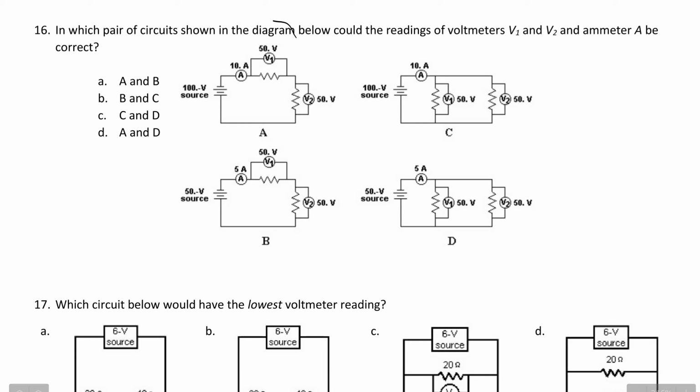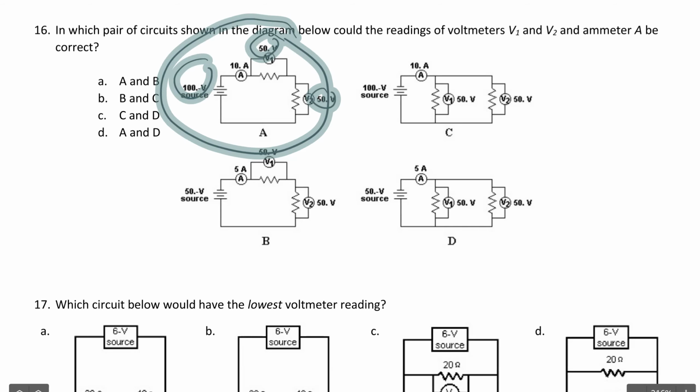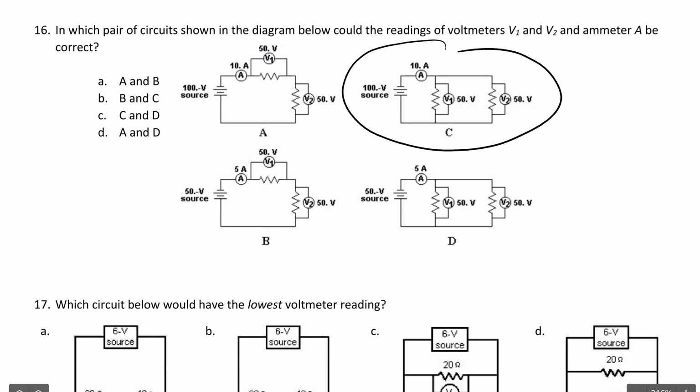So here I see a series circuit, okay? 50 plus 50, that's 100. So that's looking good to me so far. Let's see the other ones. Here, the total voltage is 100. Well, these are connected in parallel, so this should be 100 and this should be 100. So, you know what? Choice C is not going to be our answer. This is no good. How about B?